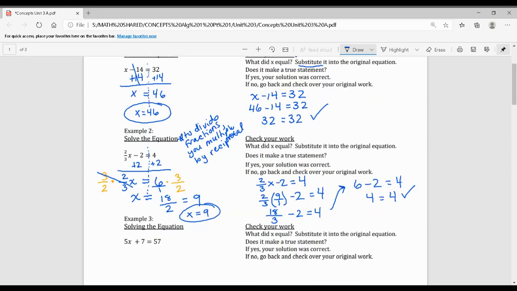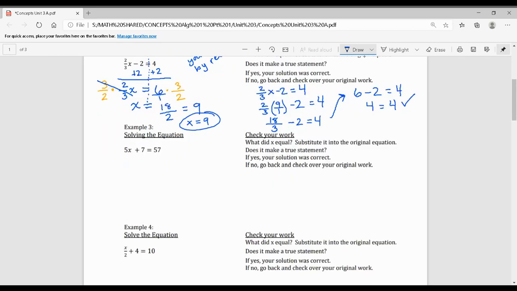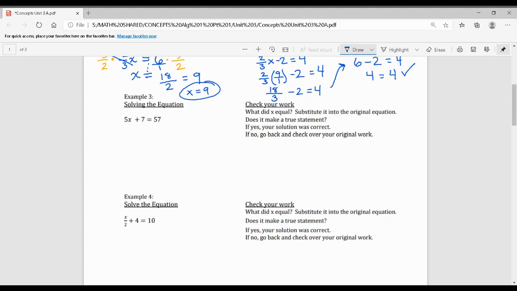Okay, you guys try 3 and 4 right now. Go ahead, try 3 and 4. Don't go past that, okay? If you did 3 and 4, then just hang tight for a minute. But try those, and then we'll go through them.